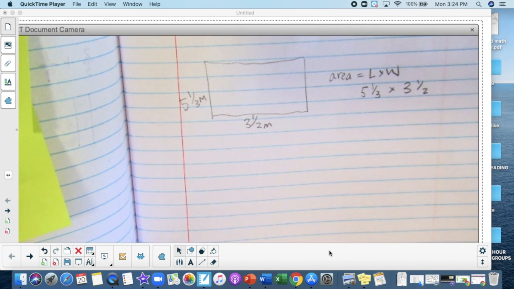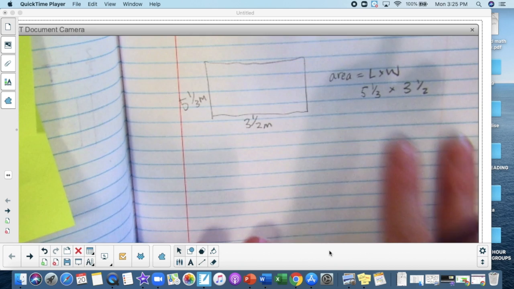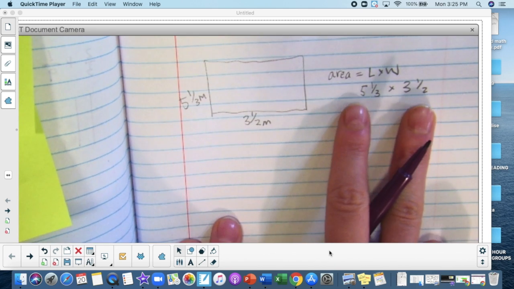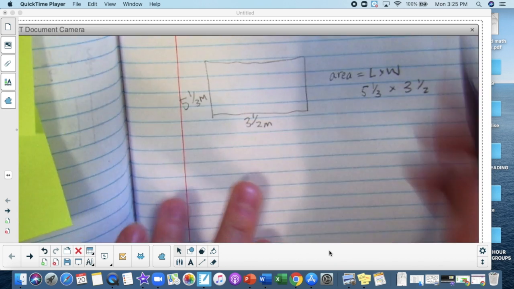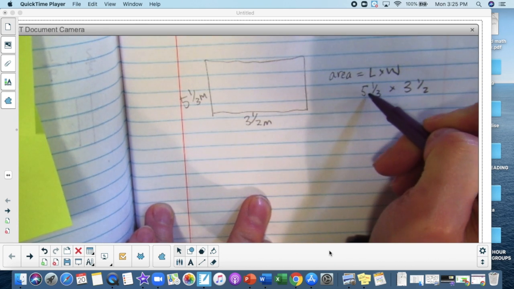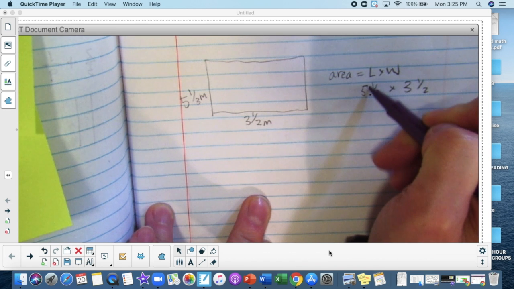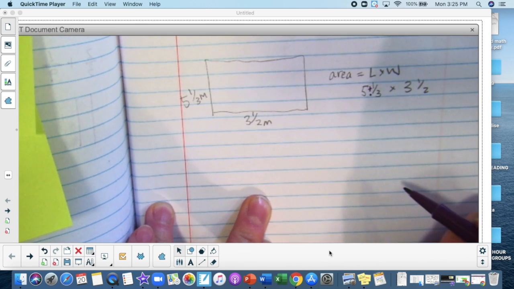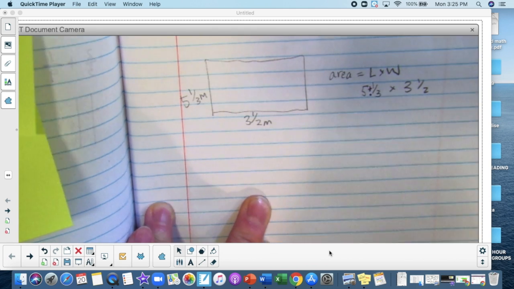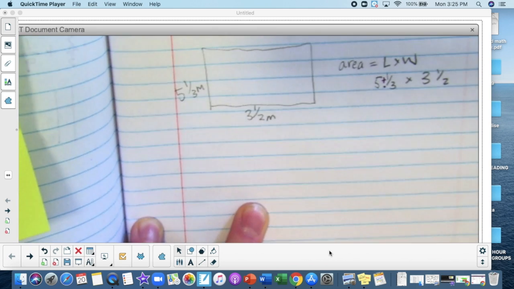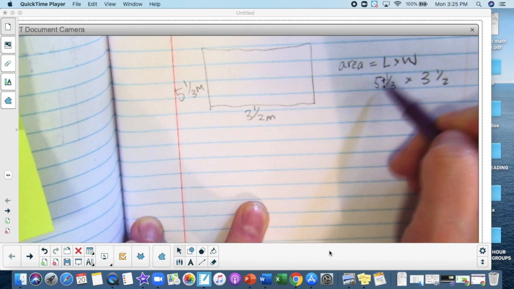I need to find the area of this rectangle. It's got a length of 5 1/3 and a width of 3 1/2. I cannot multiply mixed numbers. I have to turn them into fractions greater than 1. To do that, I multiply the denominator by the whole number, and then I add the numerator. So 3 times 5, 15.